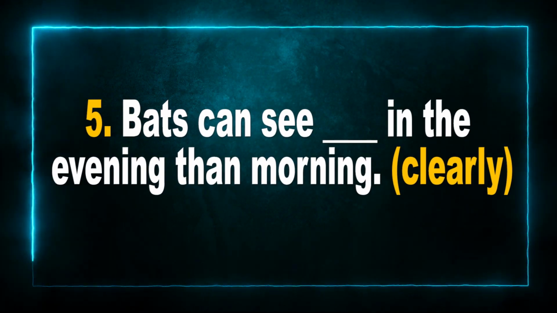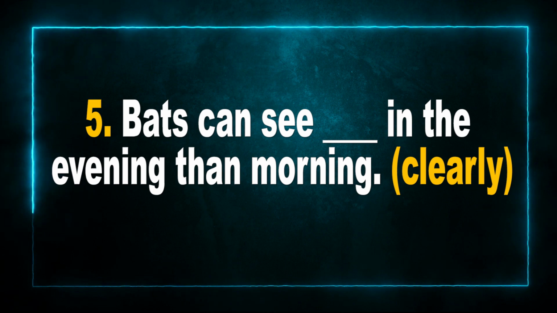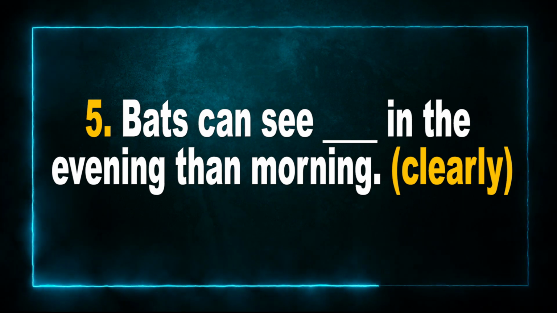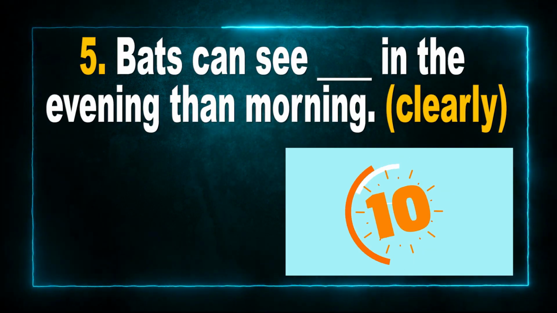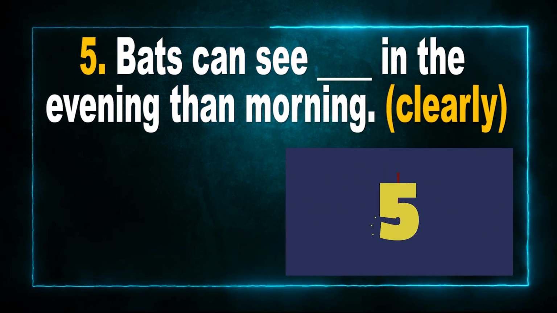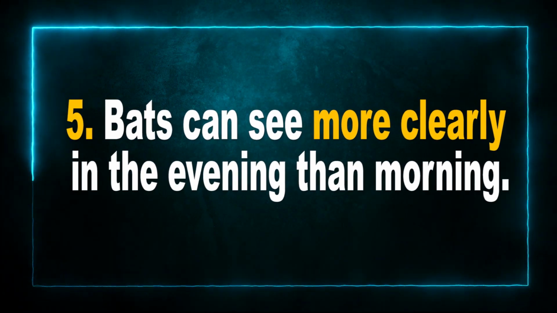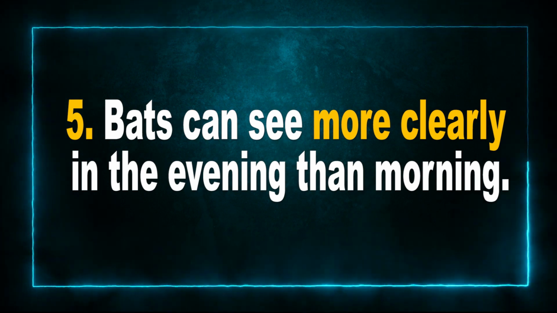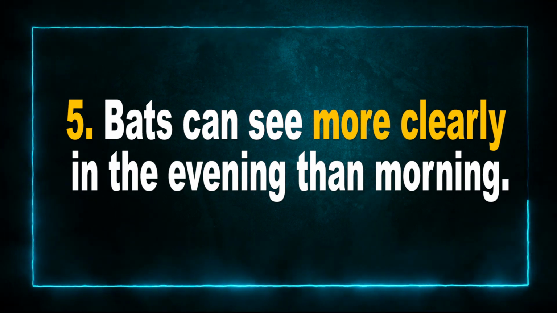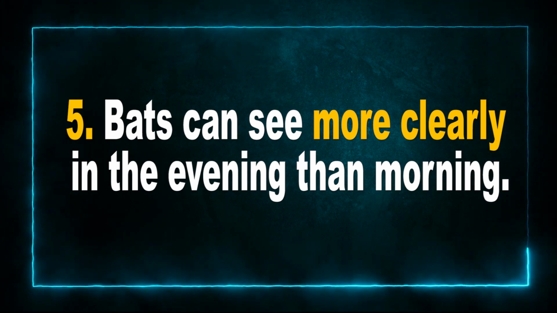Number 5, bats can see something in the evening than morning. Our adverb is clearly. Go ahead and insert the correct degree of that adverb. Definitely, you have chosen the comparative degree, and so clearly becomes more clearly. Our answer would read, bats can see more clearly in the evening than morning.